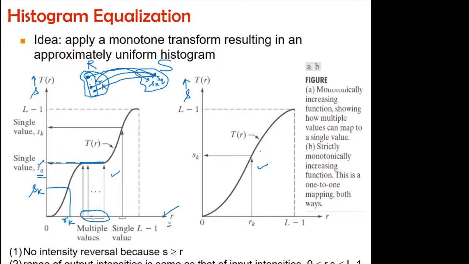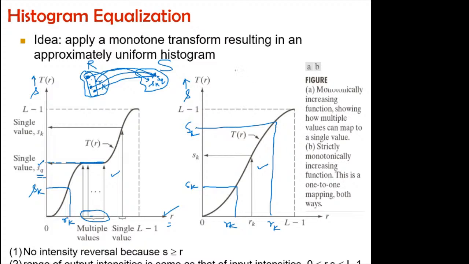In the right hand side relationship, it is not so. There is one value of R always, and there is one value of SK. There is one value of RK, there is one value of SK, corresponding. So the difference is that you will say that still R is being mapped to S. Some input intensity is being mapped to some output intensity, here also, here also.